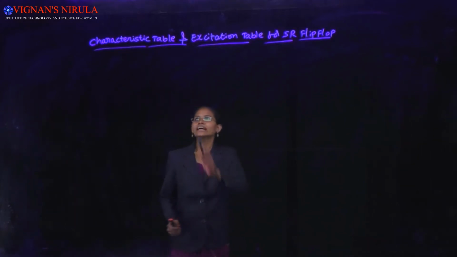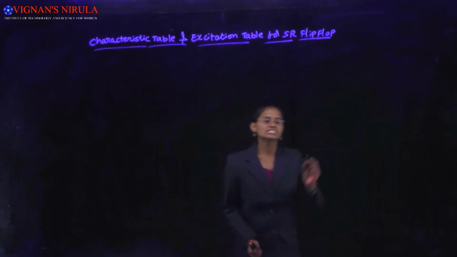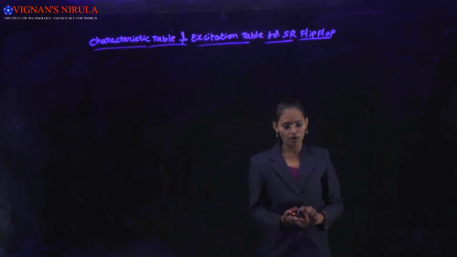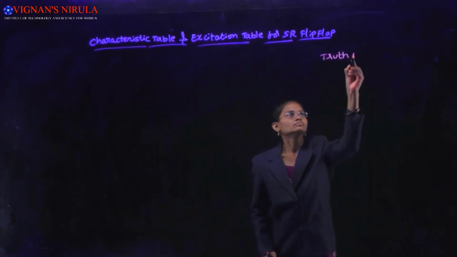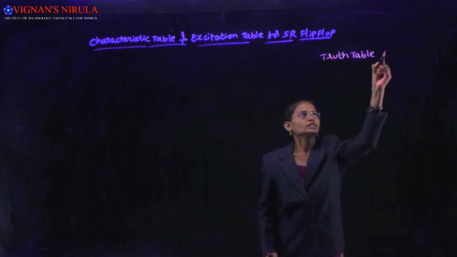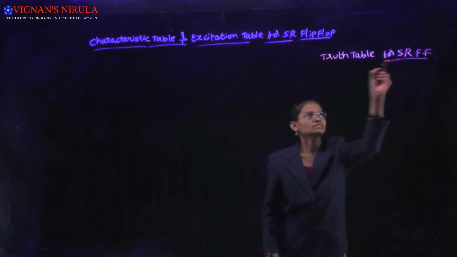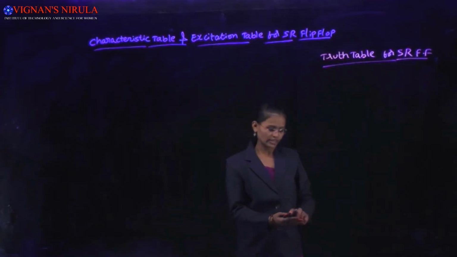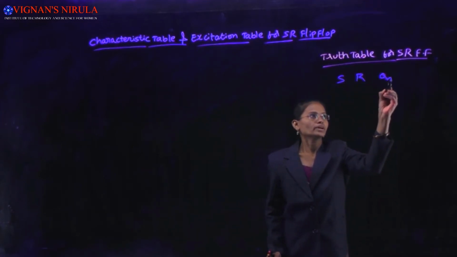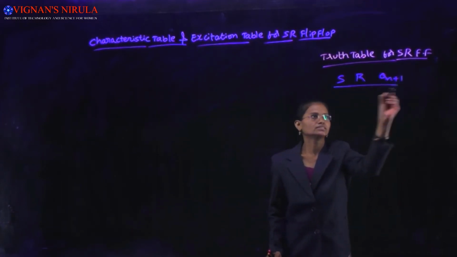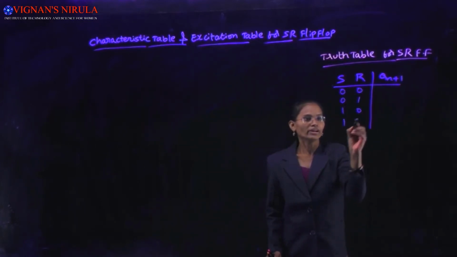And the next topic is the characteristic table and excitation table for SR flip-flop. First is the truth table for SR flip-flop. S means set and R is reset. Here the columns are S, R, Qn plus 1. This is the next state. 0, 0, 0, 1, 1, 0, 1, 1.